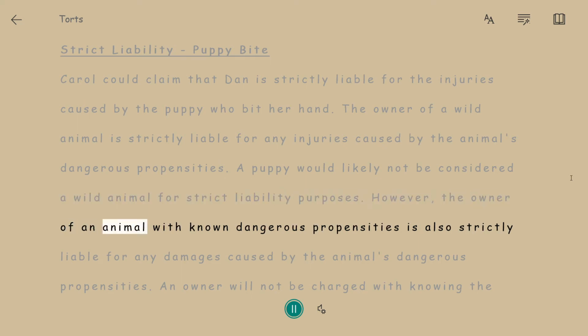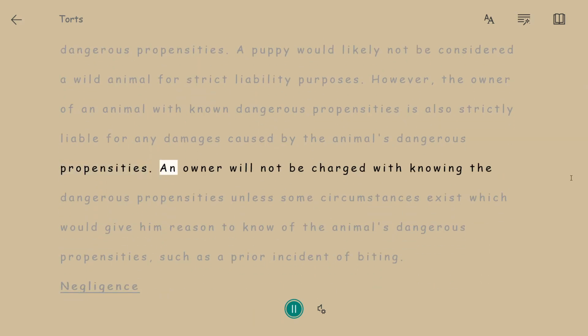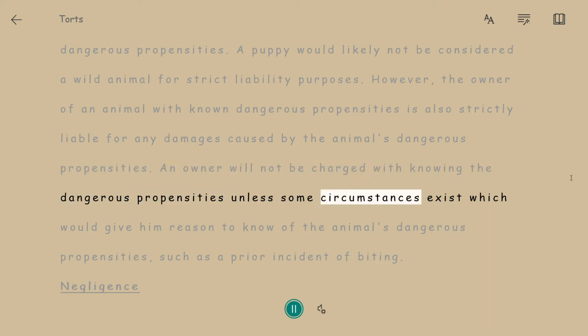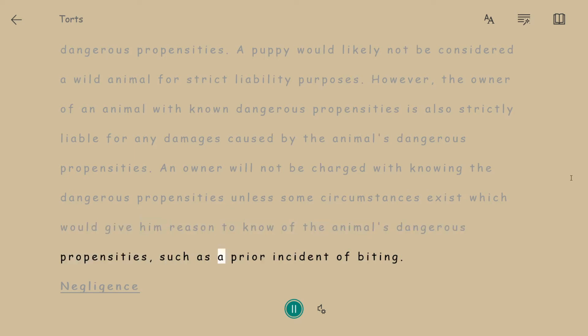However, the owner of an animal with known dangerous propensities is also strictly liable for any damages caused by the animal's dangerous propensities. An owner will not be charged with knowing the dangerous propensities unless some circumstances exist which would give him reason to know of the animal's dangerous propensities, such as a prior incident of biting.